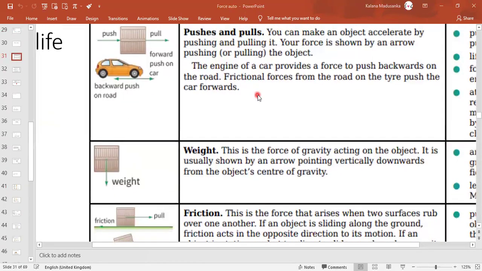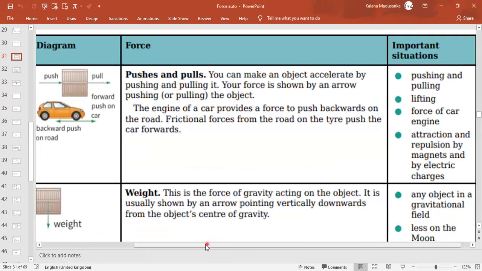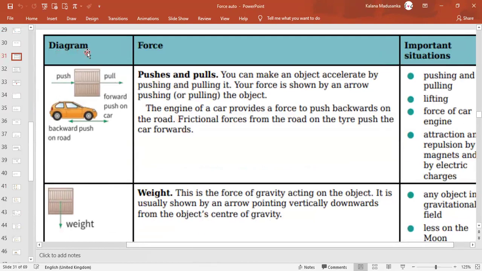So force is simply defined as a push or pull, right? And you can see in this chart the force diagram and the important situations. If I introduce the simple definition of force, you can make an object accelerate by pushing or pulling. Accelerate in the sense that you have to introduce a velocity difference over a specific time, then it becomes acceleration.